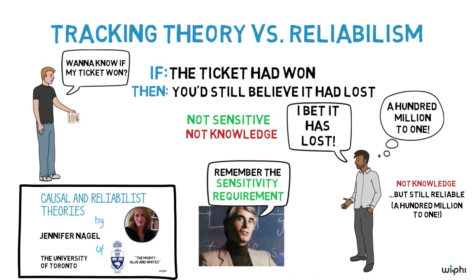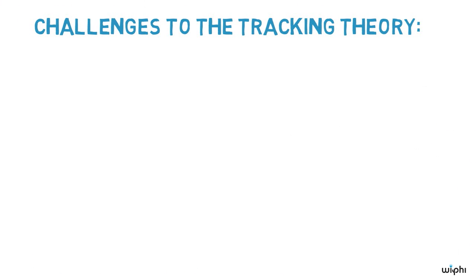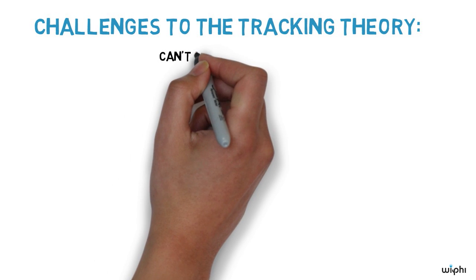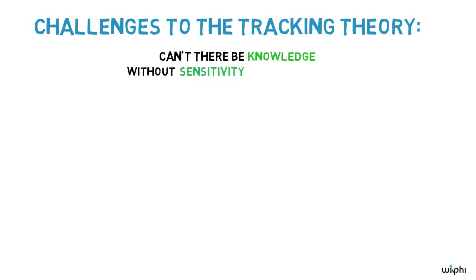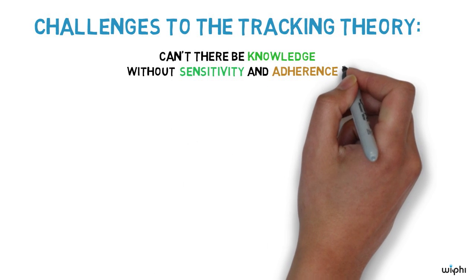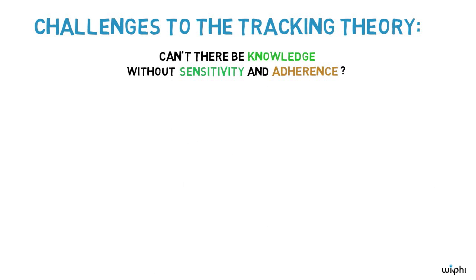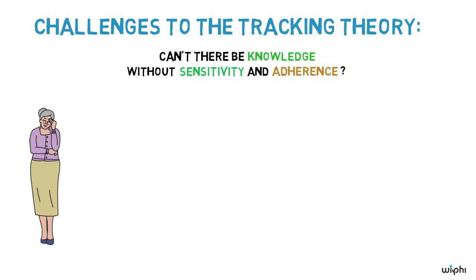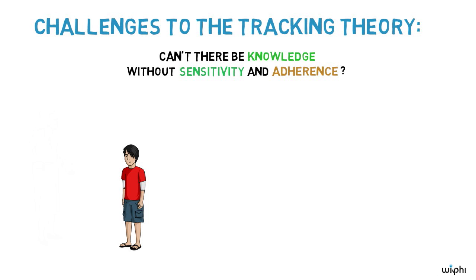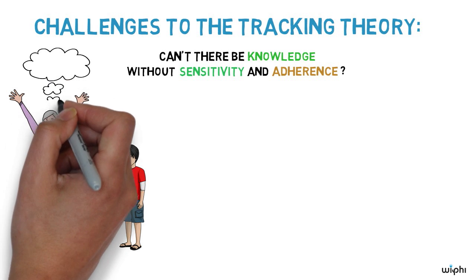There are a number of challenges to the tracking theory. One has to do with cases where the theory seems too demanding. Cases where it seems like you really do know, but your belief doesn't track the truth. Nozick himself came up with the most famous example like this. Imagine an ailing grandmother who gets a visit from her beloved grandson. He's very healthy, and she can tell by looking and talking with him that he's perfectly well. She knows that he's well.